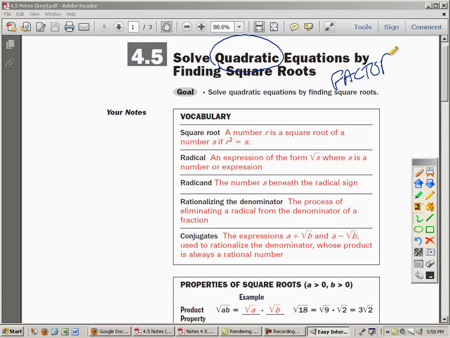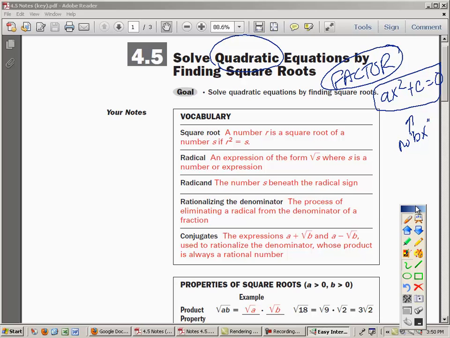And we can get away with this because in the problems we're going to be solving, we're going to have something like ax squared plus c is equal to 0. Generally speaking, there is no bx term when you're solving by using square roots.